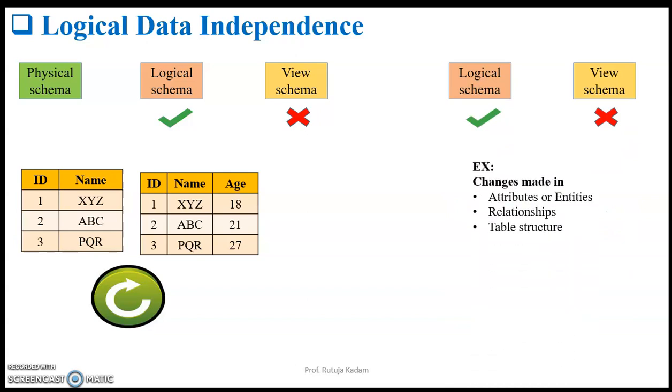So examples such as if I change the attributes or the entities, relationships, table structures, that is we are changing the logical schema of the database, but there is no change in the view schema. That means the view that is given to the users is not hampered even though the logical schema has been changed. So that is the benefit of logical data independence.